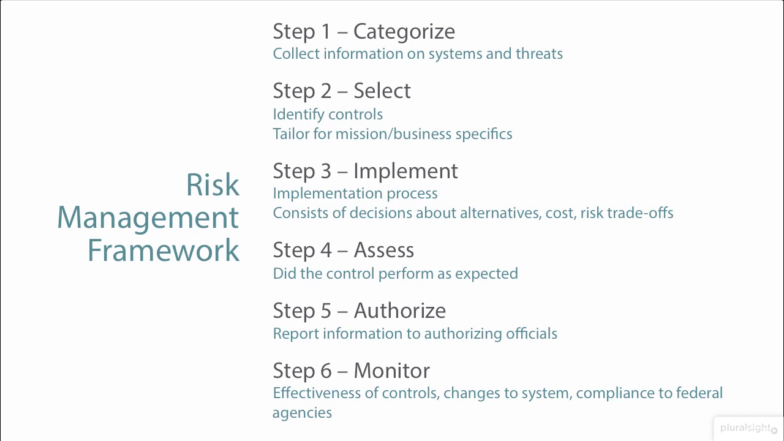Now, one thing I want to remind you about is that it's not that we do these 6 steps and then stop. No, we do these 6 steps and we go right back to the first step. That's part of monitoring the effectiveness and changes to the system right there. Changes to the system send us right back to step 1. If any change occurs, let's categorize, find out what threats are available. Then we go back to selecting, implementing, assessing, authorizing, and monitoring again. So this is an important framework to follow through.